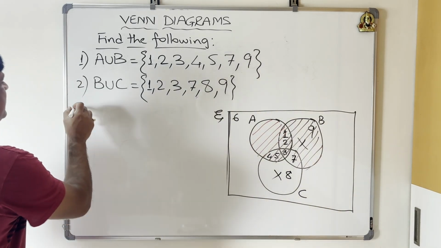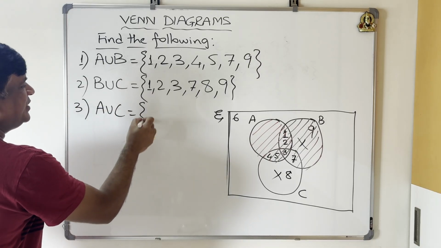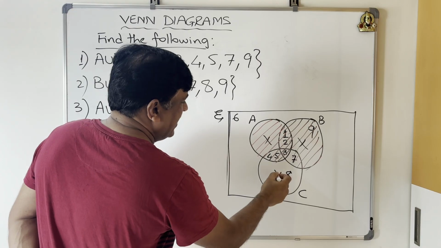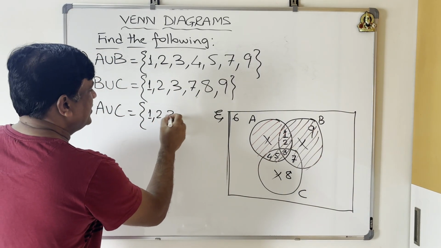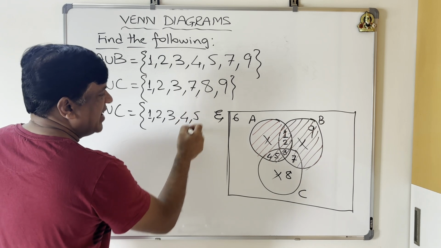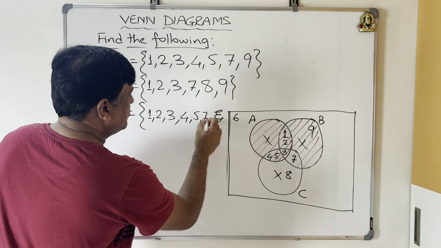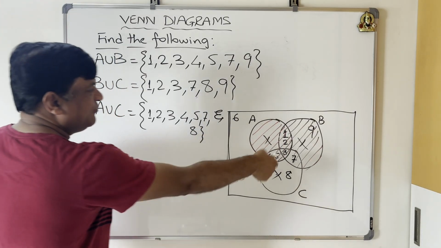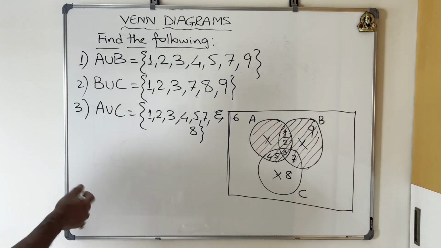Okay. Similarly, if you want to find A union C, it will be this one and this one. So it's again 1, 2, 3, 4, 5 and 7 and 8 both. Look at it. That is what you get, right? Now go to the next one.